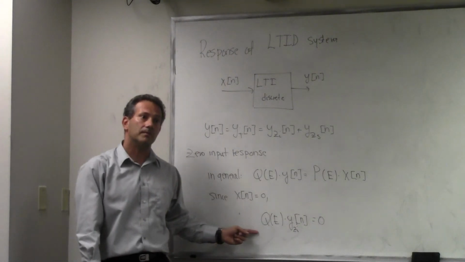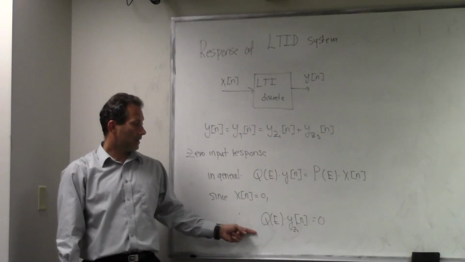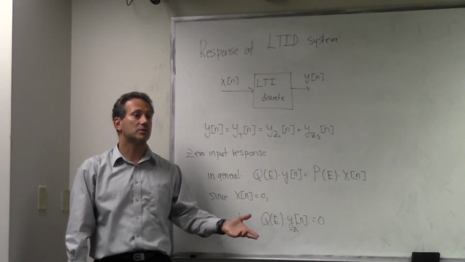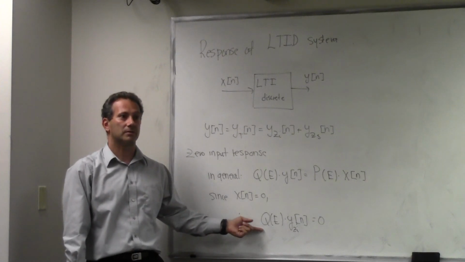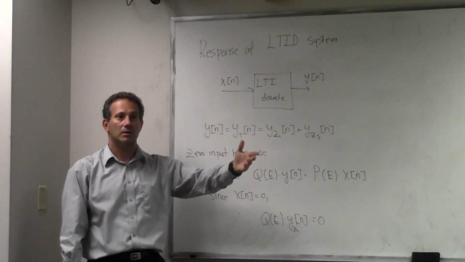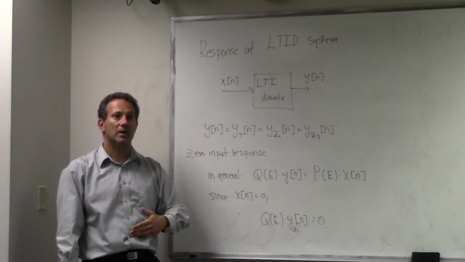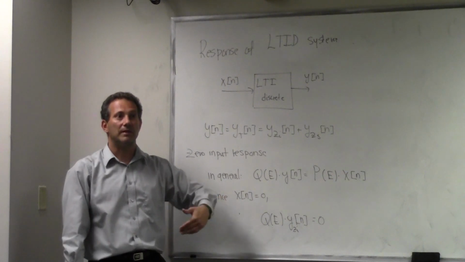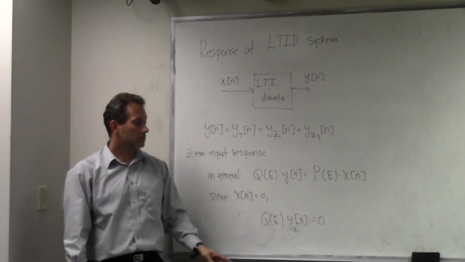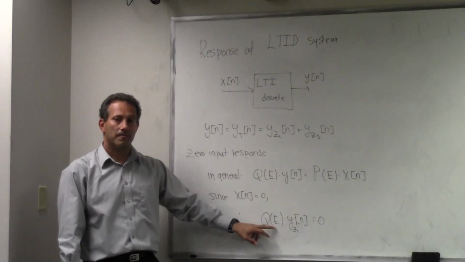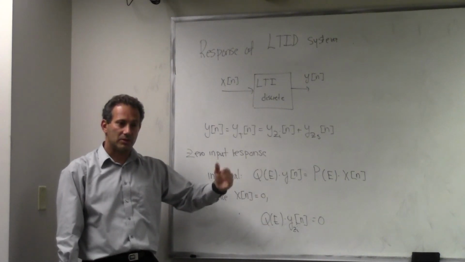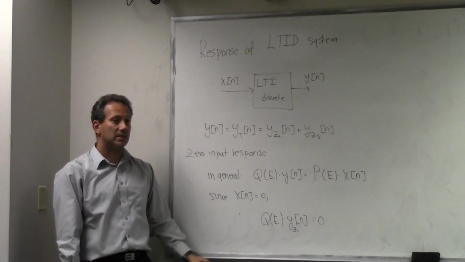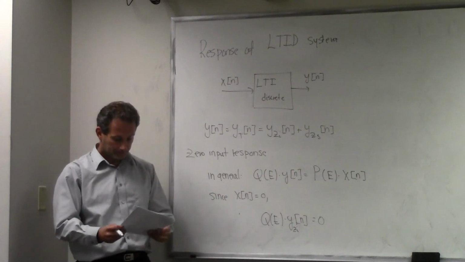If you look at this from a recursive evaluation, there is a trivial solution here: y zero-input of n is equal to 0. So if your initial conditions are 0, this will never start. y of n is going to be a combination of past values of the output, but if the past values of the output are 0 at time n equals 0, then everything continues being 0 afterwards. So you can think of it as being started by the initial conditions, and it describes how the output progresses as a result of some non-zero initial conditions.